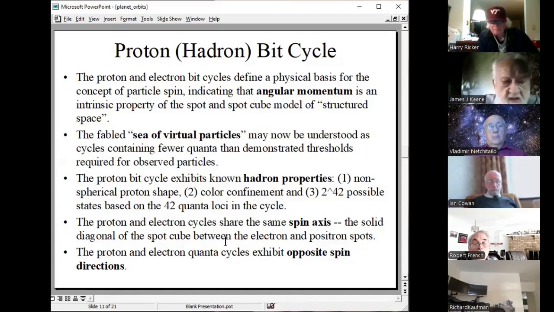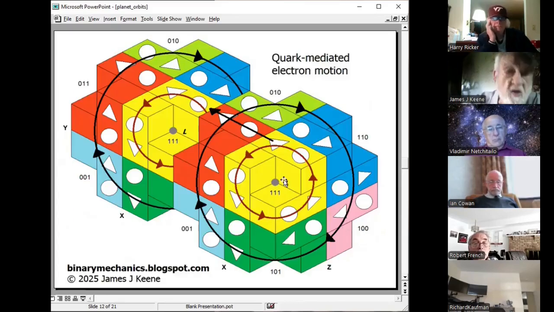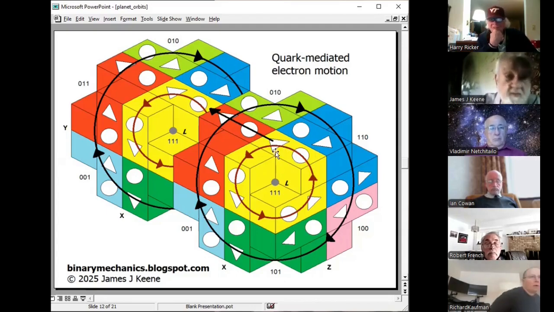The proton and electron cycles share the same spin axis, the solid diagonal of the spot cube between the electron and positron spots. The proton and electron quanta cycles exhibit opposite spin directions. I didn't notice this until I prepared this talk, the home version of the proton bit cycle, and noticing, oh my gosh, its spin direction is opposite to the spin direction of the electron bit cycle. This must have major importance, but that's a discovery I made just by preparing this talk.